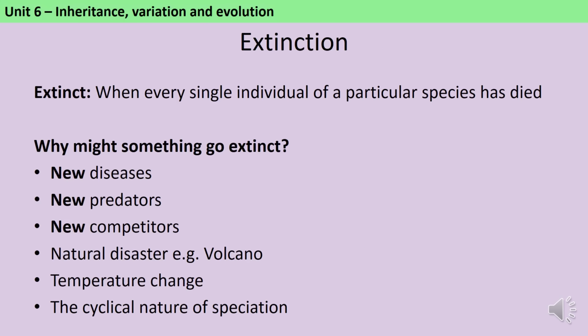When we say that a species has gone extinct, we mean that every single individual has died out and they are not coming back. Species might go extinct because of new diseases, new predators, and here we include humans and hunting, a new competitor that's better at getting the food source than the species that's going extinct, natural disasters like volcanoes, temperature change, and also the cyclical nature of speciation, which means that one species doesn't exist anymore because it's evolved to become a new species.